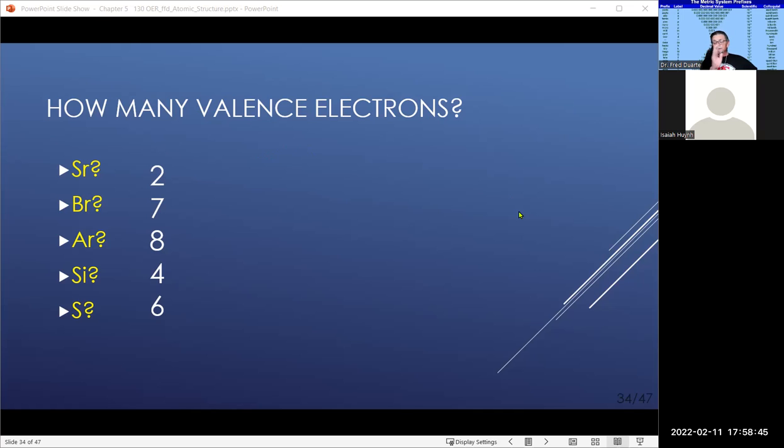Silicon, like carbon, is in group 4, so it has 4 valence electrons. And sulfur, like oxygen, has 6 valence electrons. The thing to remember here is don't confuse total electrons with valence electrons. Valence is the number of electrons in the outermost energy shell, which can be from energy level 1 through energy level 7, outermost.